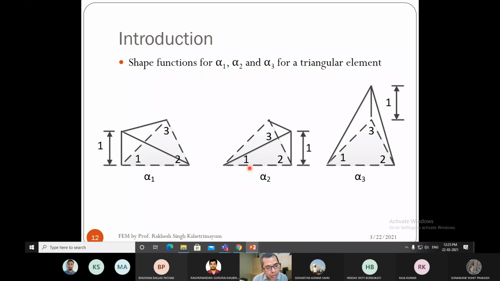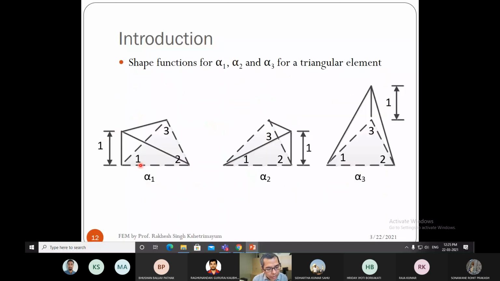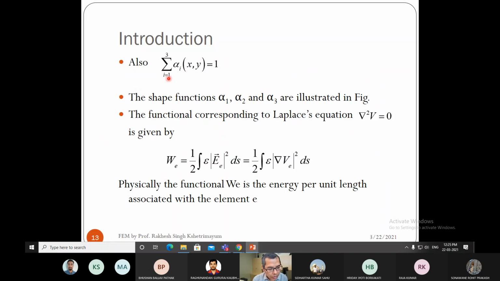And when you sum all these shape functions at every node, here this is 1, but the others are 0, so when you sum them up it becomes 1. Here this is 1, then others are 0, then it becomes 1 again. Here this is 1, but others are 0. So that is what, mathematically, when you write it: summation i going from 1 to 3 alpha i (x, y) is equal to 1. So that is about the approximation of potential inside the triangular element.